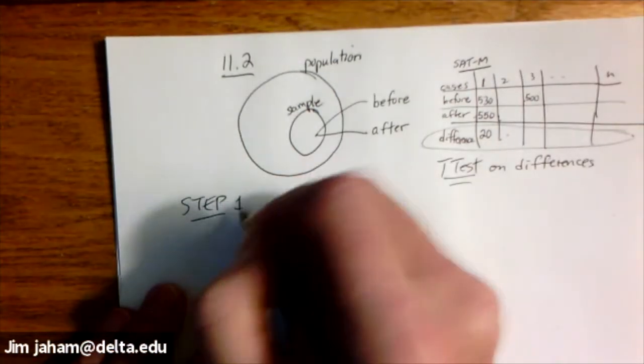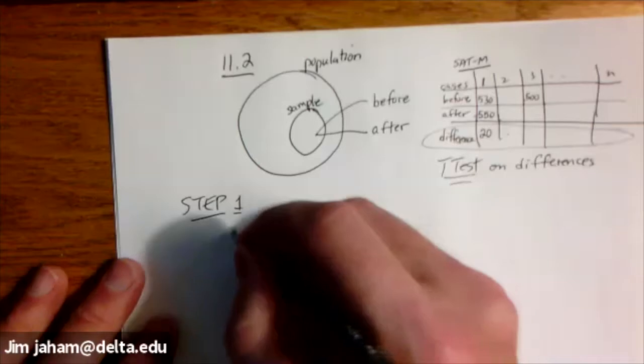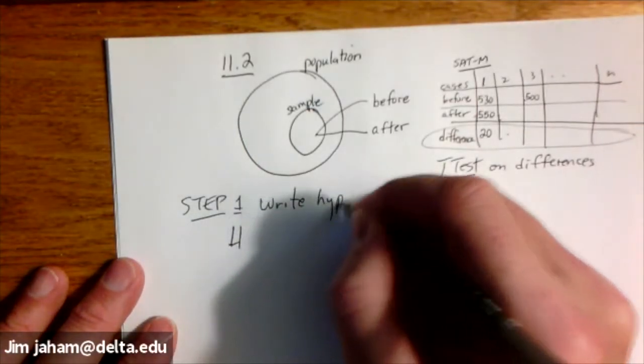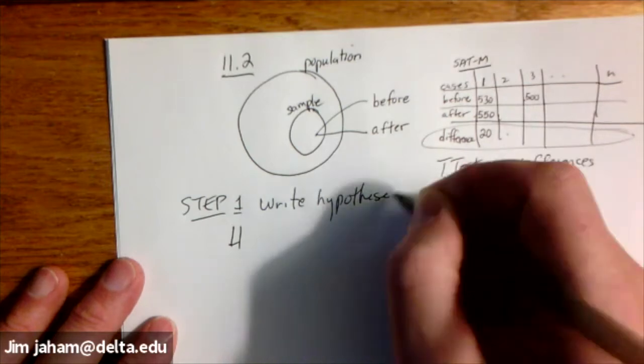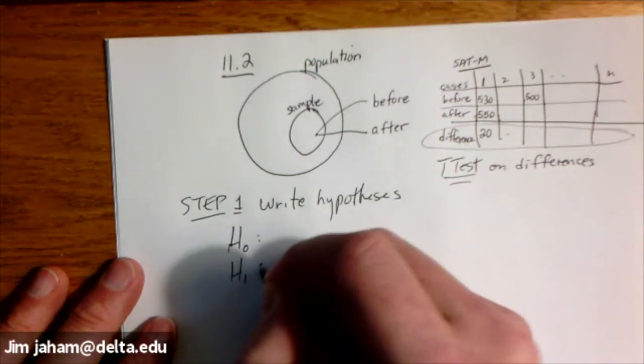Step 1, which makes this whole process nice because as long as you know that there are 5 steps to every hypothesis test, it's just a matter of getting the language down and the steps down for that particular test. But the first one is to write the hypotheses. So we'll do that. H0 and H1.